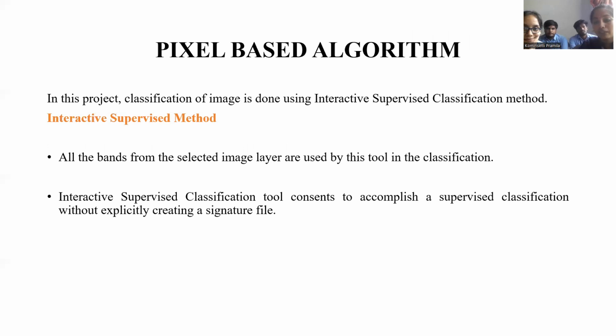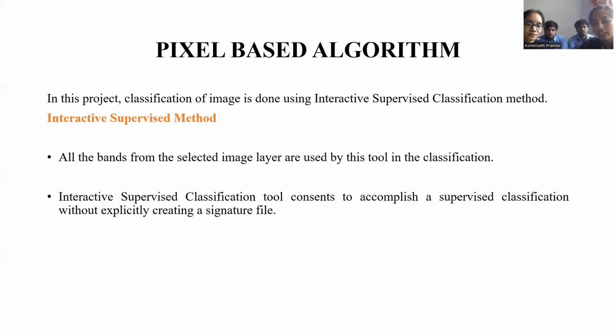And coming to our method, the classification technique that we are using is a pixel-based algorithm, which overcomes the drawbacks of the other three mentioned algorithms. And one such pixel-based algorithm we are using here is the interactive supervised algorithm. All the bands from the selected image layer are used by this tool in the classification. And in this interactive supervised classification, we need not explicitly generate any signature file. It is built in to this interactive supervised algorithm.